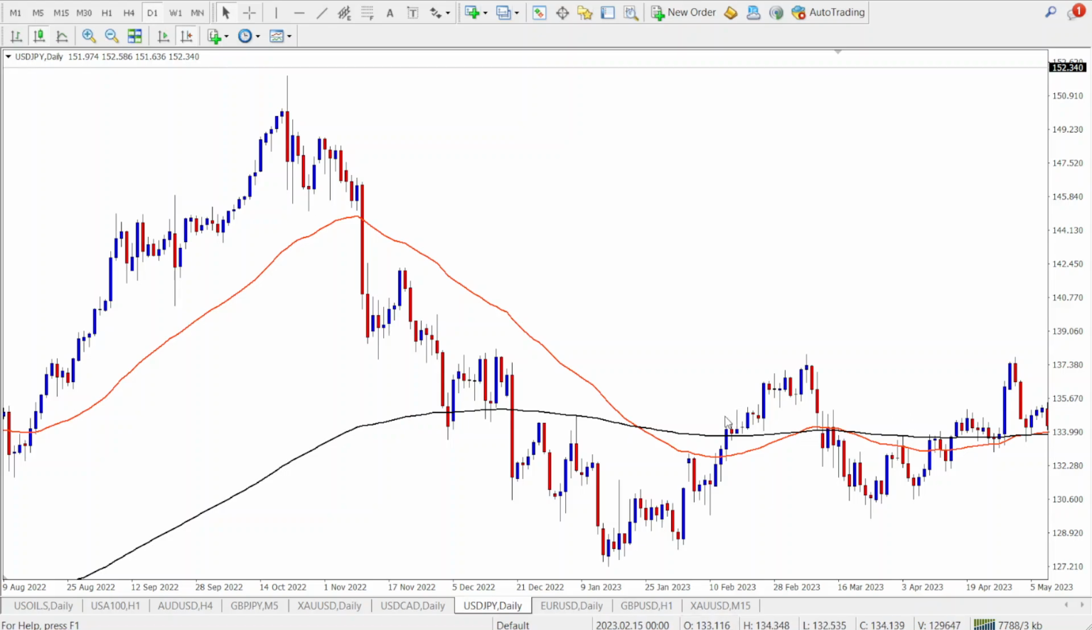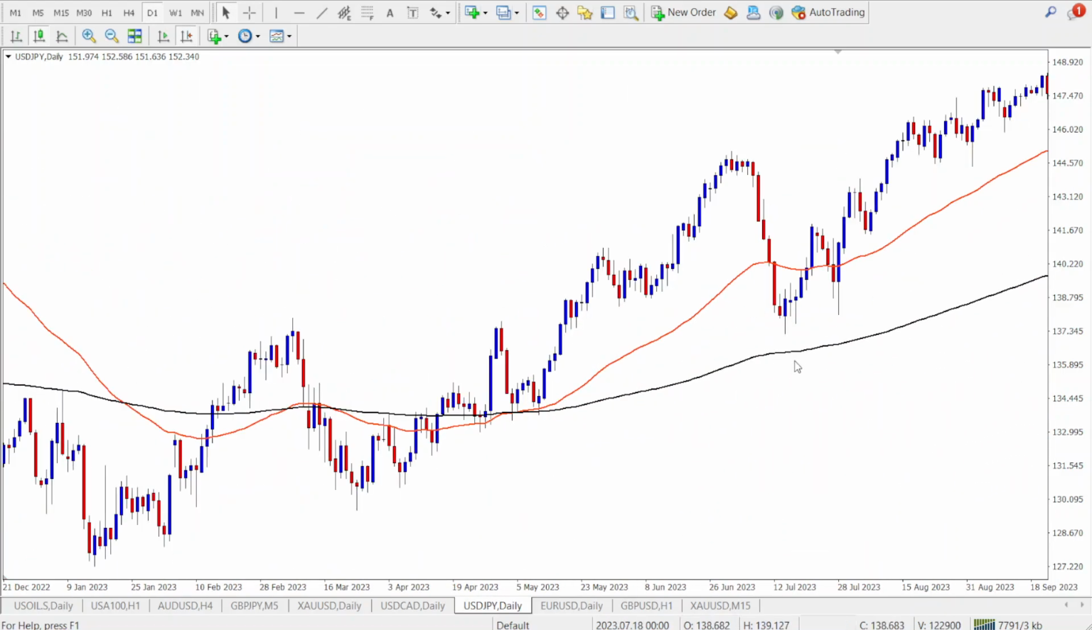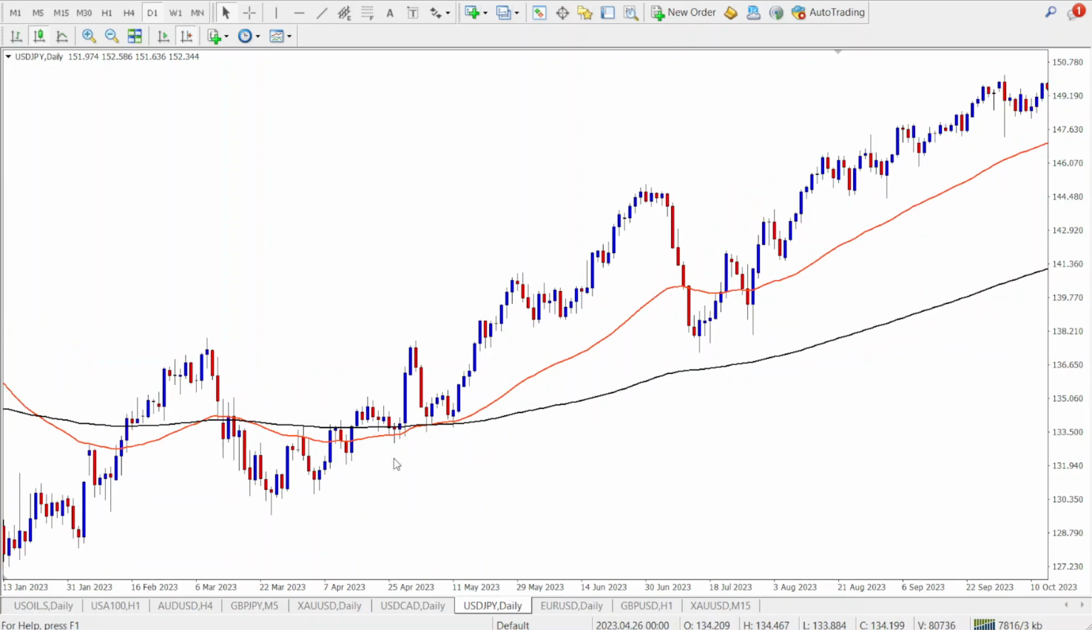All right, now a bullish crossover, also called a golden cross, happens when a short-term moving average, for example the 50 EMA, crosses above a long-term moving average, for example the 200 EMA. It signals a potential uptrend. You can see what happened after the crossover.